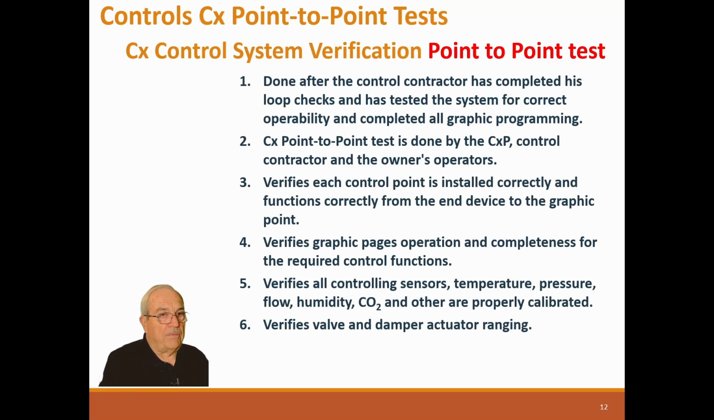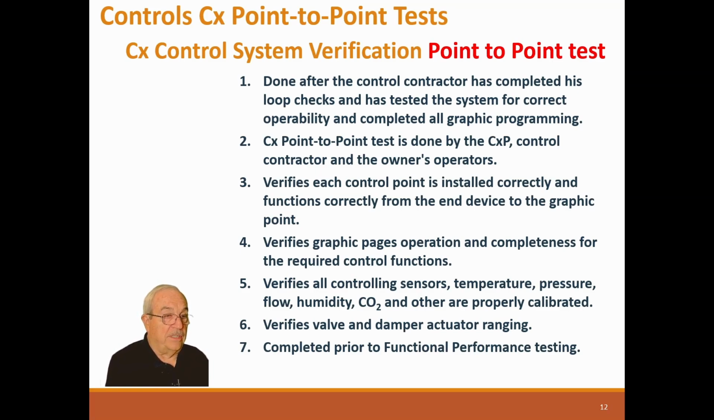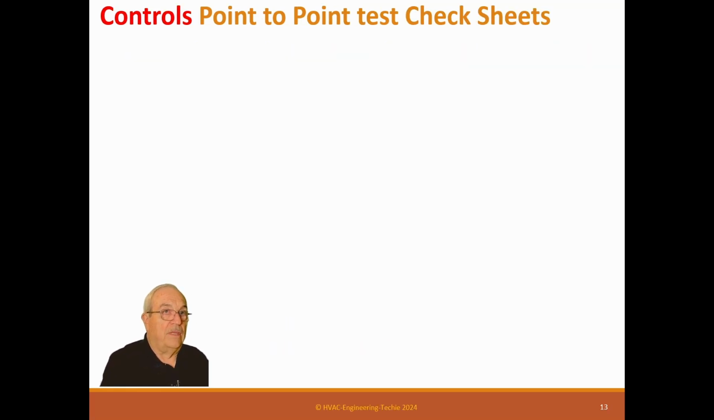Verify valve and damper actuator ranging. So we need to verify that the actuators are ranged correctly. This is completed prior to functional performance testing. We can't functional test until this is done. If you try to do a functional test without this, you're going to have a lot of issues with your functional testing, and it'll take you time to figure out why, and it'll come right back to what you should have found in point-to-point testing.